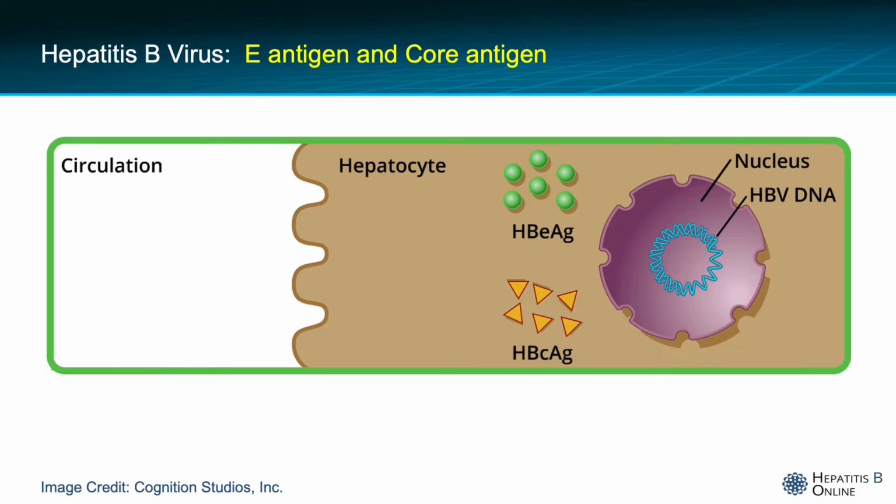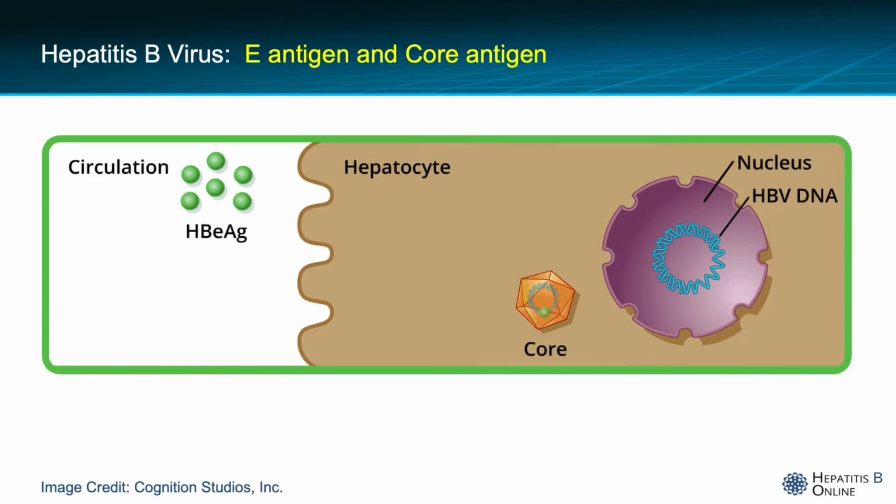The hepatitis B E antigen is secreted into the circulation, while the Hep B core antigen is assembled to form the viral core, which is then later packaged as part of the intact virion. For this reason, we're able to measure E antigen directly in blood, but not core antigen.